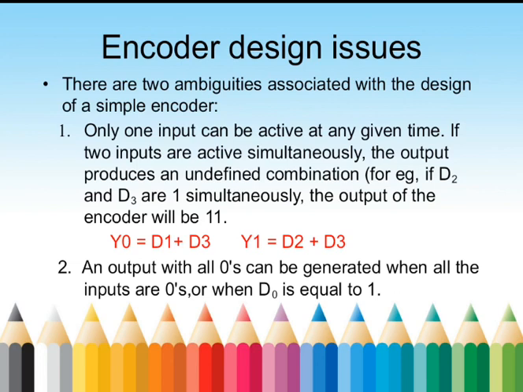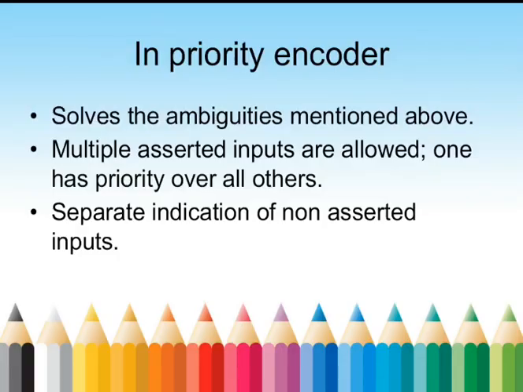In the same way, an output with all zeros can be generated when all the inputs are zeros or when D0 is equal to 1, which means the input line D0 is meaningless. So, to avoid these ambiguities, we may use a priority encoder circuit. This priority encoder circuit allows multiple asserted inputs. One has priority over all others, and it also has a separate indication for non-asserted inputs.